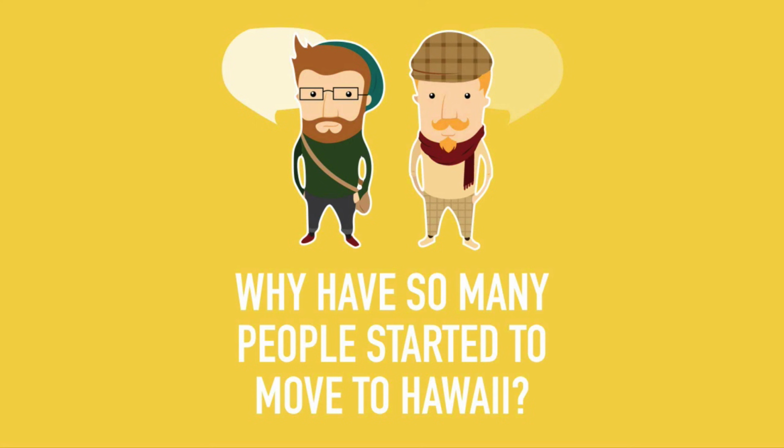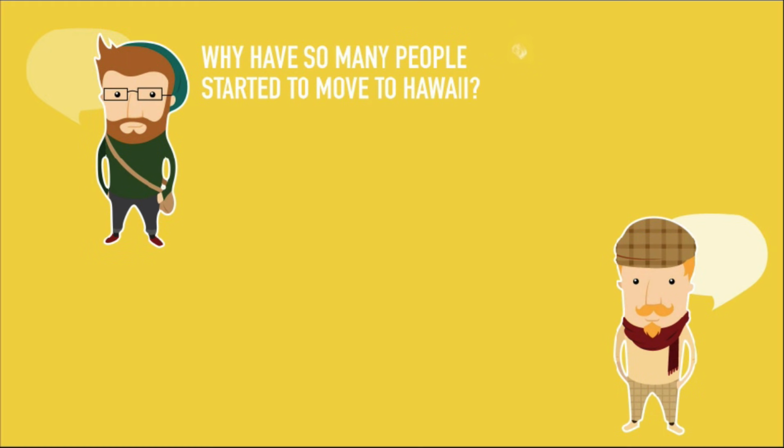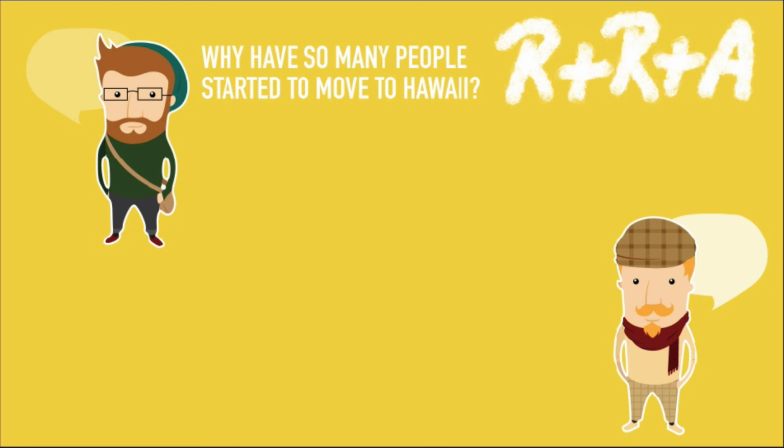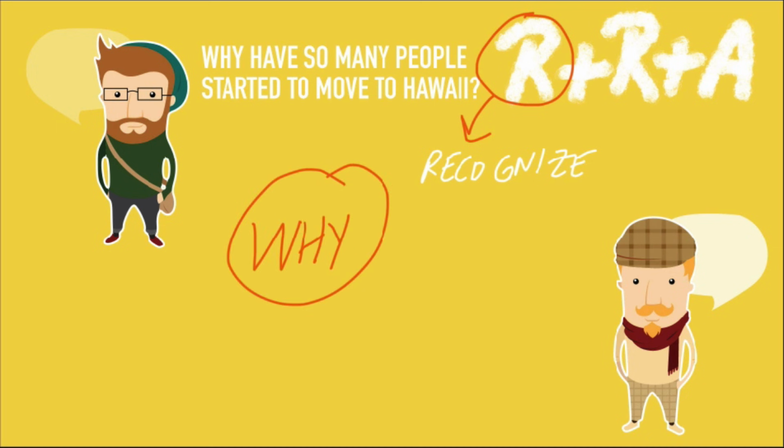And our next question is, why have so many people started to move to Hawaii? Okay, once again, our formula is R plus R plus A. Okay, the first R is again, we need to recognize. We need to recognize which of the five W's this question is asking us about. Well, to be honest, this question is a lot easier because it says, why have so many people started to move to Hawaii? So what's the focus? You got it. The focus is why, which means this is the W that the question is referring to. So we'll put Y at the bottom. Now, let's move on to the next step.